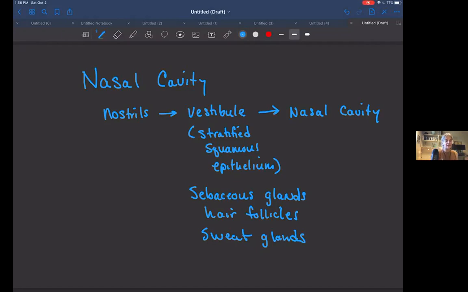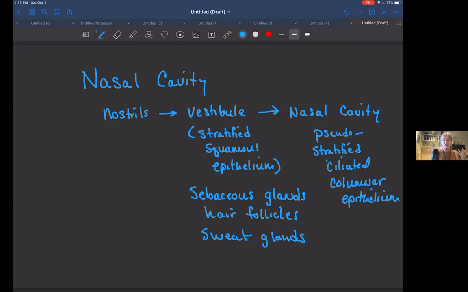So this nasal cavity is not stratified squamous epithelial tissue. It is, for the most part, pseudostratified, ciliated, columnar epithelium. Now, what does that mean? That means that it looks like it's stratified, but it's not. So it is really just a single layer of column-shaped cells that have cilia on them.